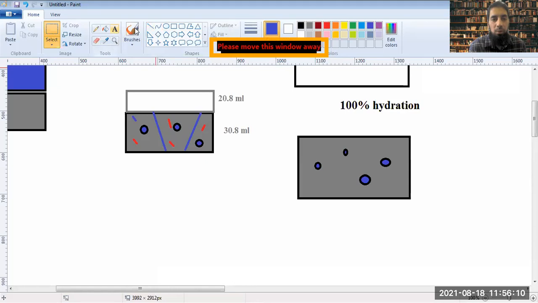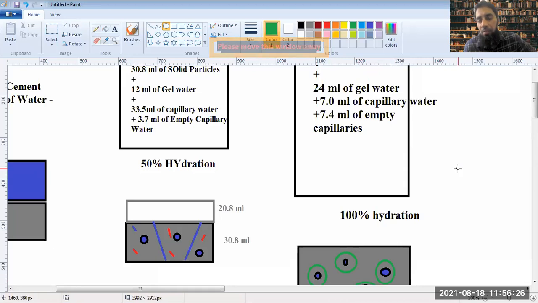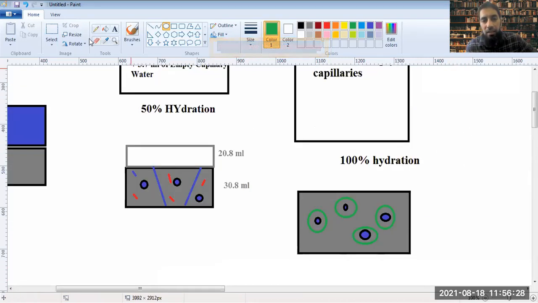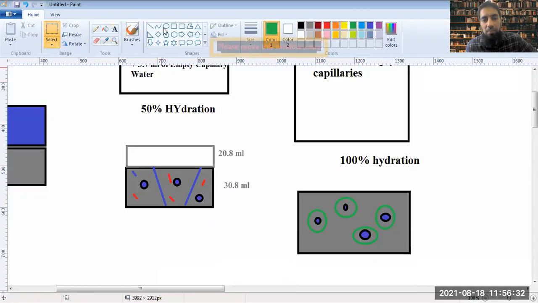The gel is covering these gel pores. So this is gel covering the gel pores. There will be a jelly-like mixture around those gel pores. The gel pores are located in between them, and the water is trapped somewhere in between them. So then you have around 7 ml, that's 70% of the capillary water.